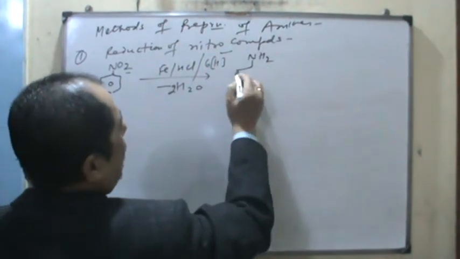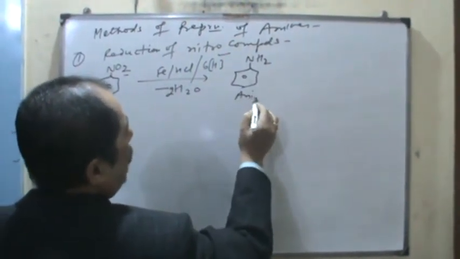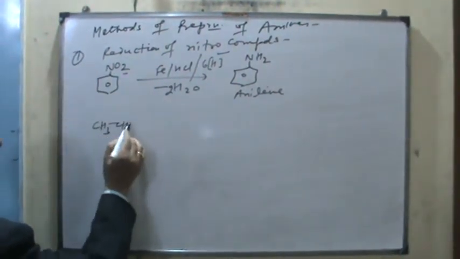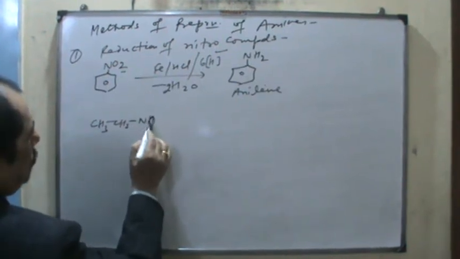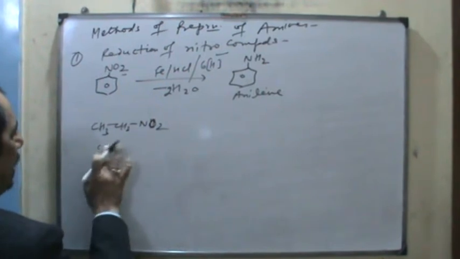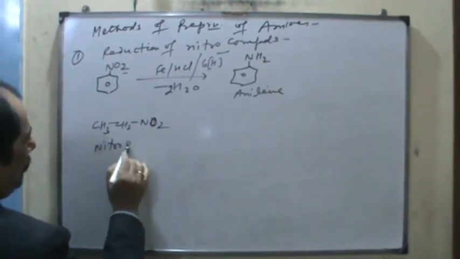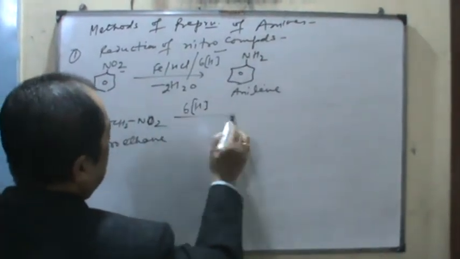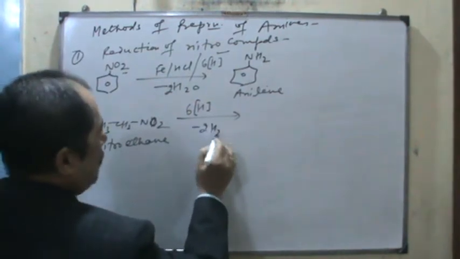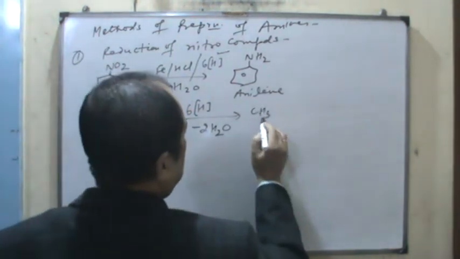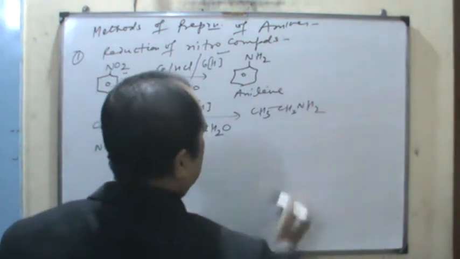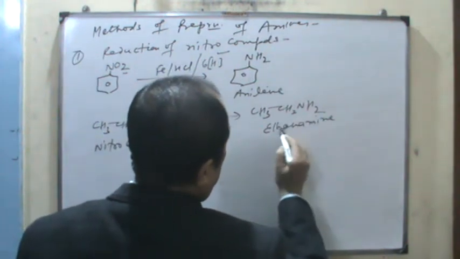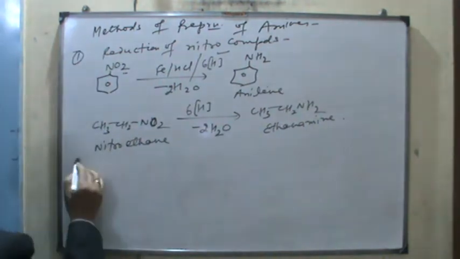Now it's a very important compound, as you know very well, the aromatic compound aniline. If I take CH3CH2NO2, nitroethane, it is nitroethane, 6H, we take it here, minus 2 times water, CH3CH2NH2. Ethanamine.